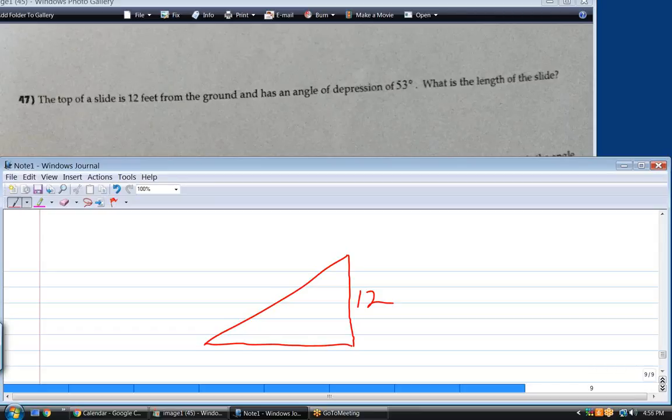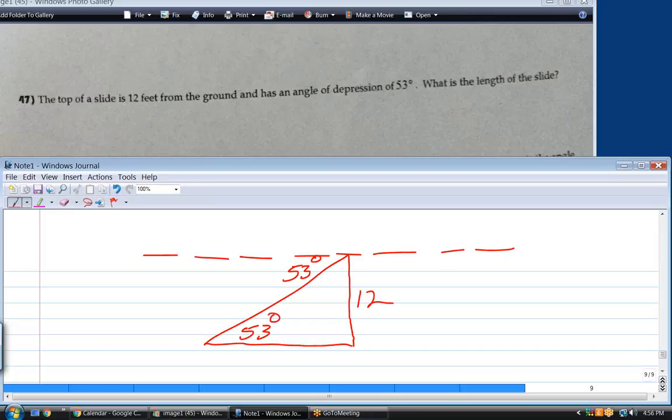Actually not. In other words, for the angle of depression, you have to draw an imaginary line that's parallel to the ground. Remember that the person pointing his surveying equipment is measuring that angle right there. So the angle of depression is 53 degrees. But from geometry, that means this angle is what? 53.